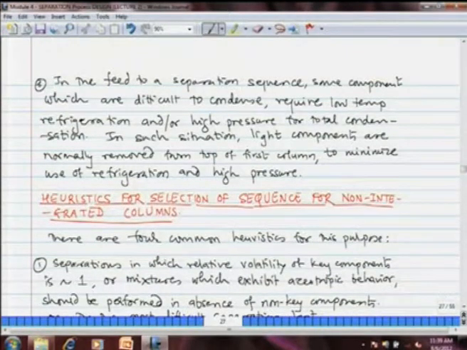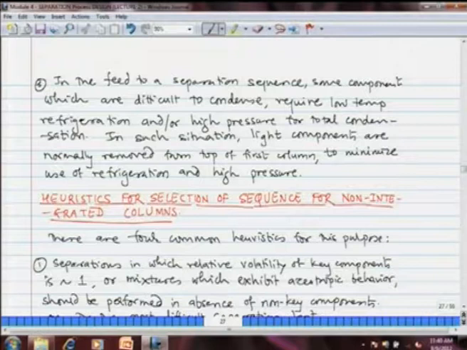And in the feed, if you have some components which are difficult to condense, which have low condensation temperature, then they require low temperature refrigeration or high pressure for total condensation. These are basically the light ends. In such a situation, the light components should be removed from the top of the first column, so that in the subsequent columns you are left with only the components which condense at temperatures higher than about 30-40 degrees centigrade. So, you can use cooling water for their condensation, and no refrigeration or high pressure is required. These are some of the qualitative guidelines for deciding the column sequence, or the practical constraints that may occur.